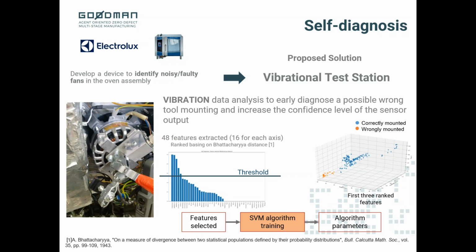The features that are above a certain threshold are ranked based on Bhattacharya distance, selected, and then used for training a support vector machine algorithm. The algorithm parameters are used to classify a correctly mounted device with respect to a wrongly mounted device.